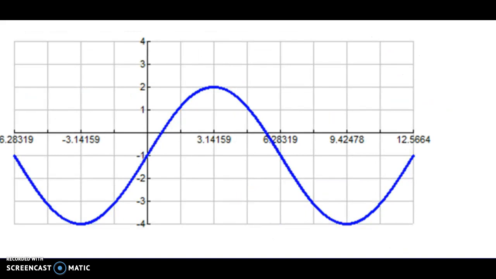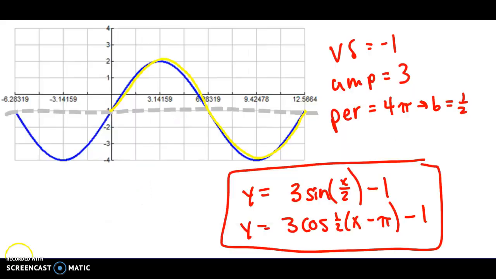Next example. Again, go ahead and put me on pause. All right, so we have a vertical shift of -1, amplitude is 3, the period is 4 pi, which means that b is going to be 1/2. So that means 1/2 needs to be multiplied inside to the x values, so sine of x over 2. I have a 3 multiplied in front for the amplitude, the -1 for the vertical shift of going down 1.